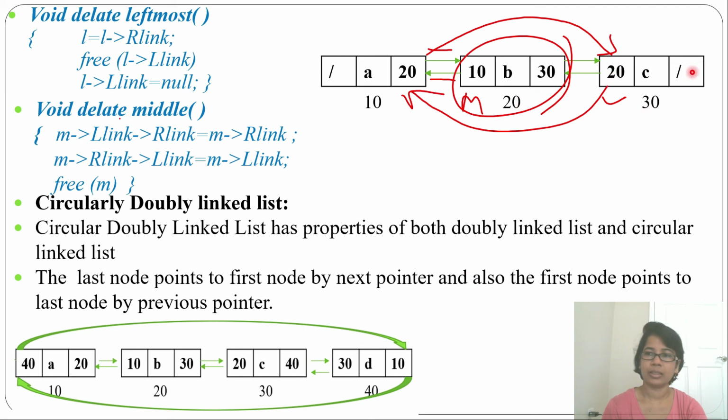Here it was null, and now we added the address of the first node. So the last node's next pointer points to the first node, and the first node's previous pointer points to the last node. This is the only change in a circular doubly linked list, and the rest is the same as a doubly linked list, insertion, deletion, everything.